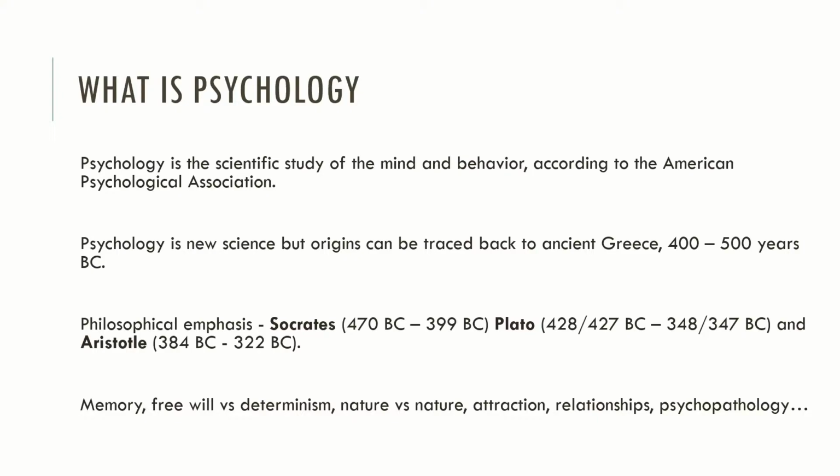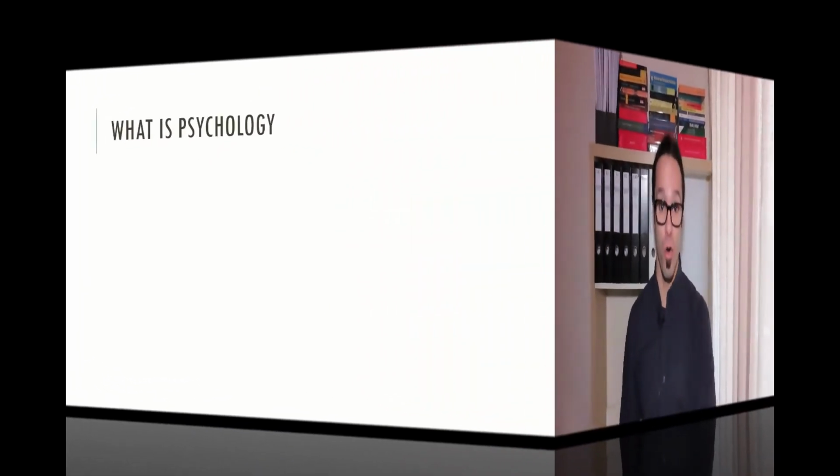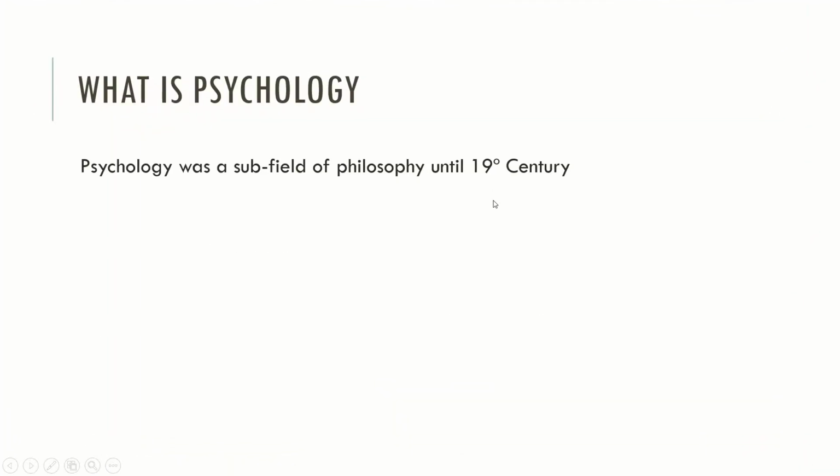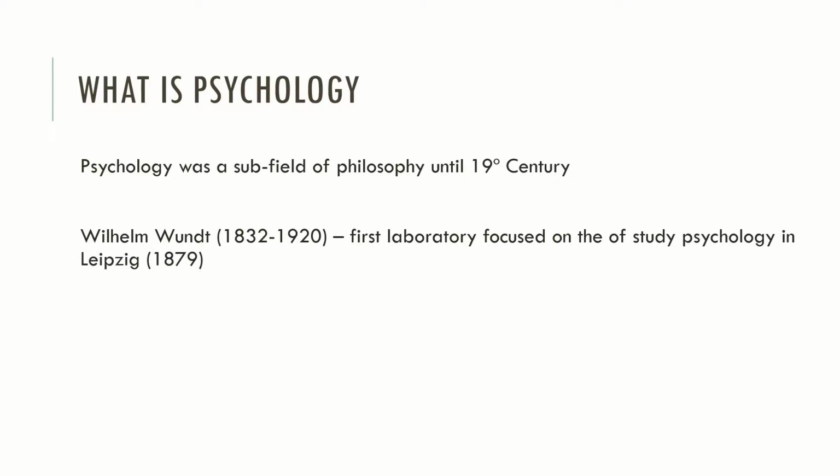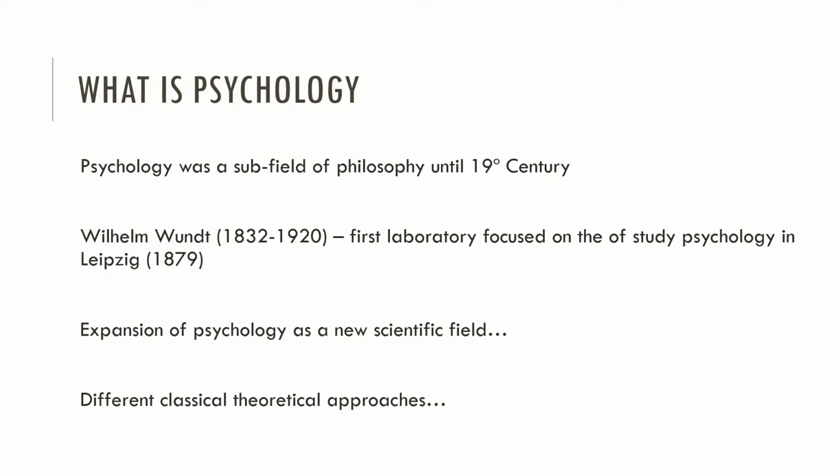Now, I will describe the journey that psychology has made through the years from a subfield of philosophy to a scientific field of its own. Psychology was a subfield of philosophy until the 19th century. However, William Wundt established the first psychological laboratory in Leipzig in 1879. He was a pioneer and attracted a large number of students from different parts of the world who started expanding the discipline. Gradually, the study of psychology was organized around certain schools of thought. The main schools of thought were structuralism, functionalism, behaviorism, psychoanalytic theory, gestalt, and the cognitive approach.